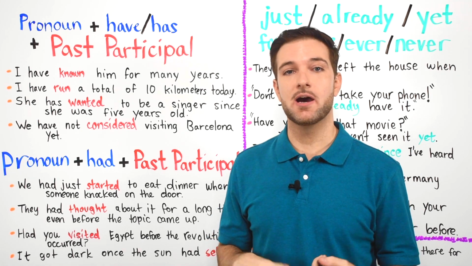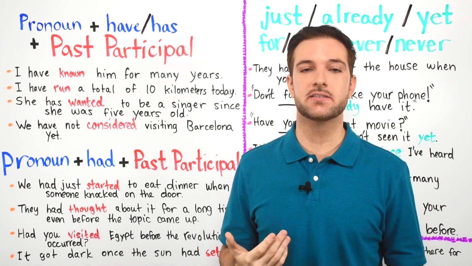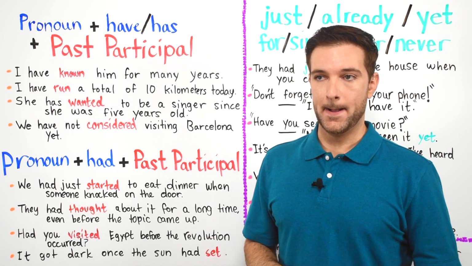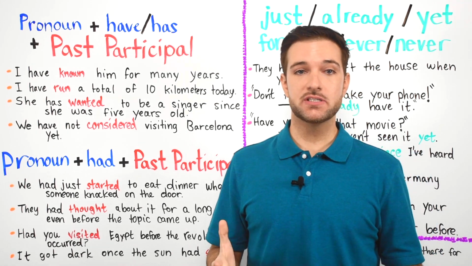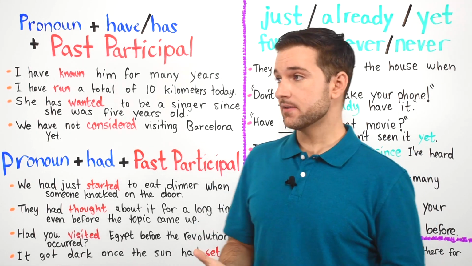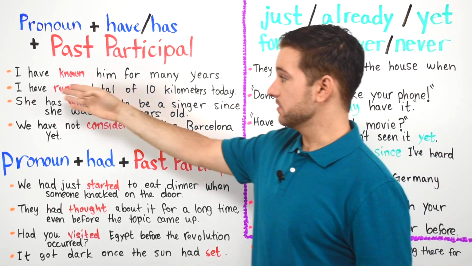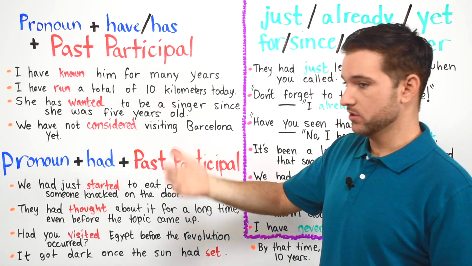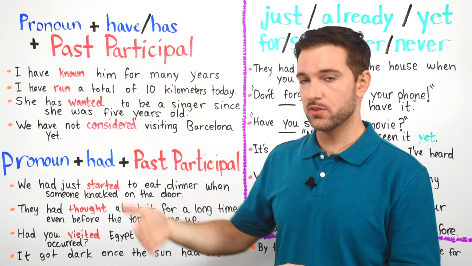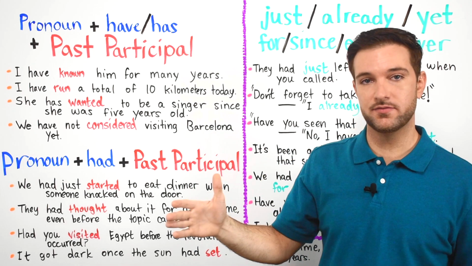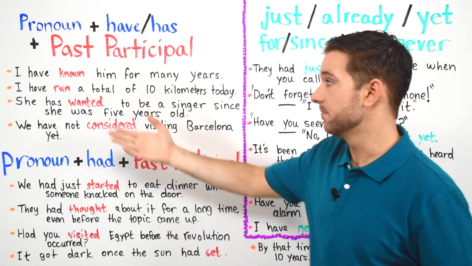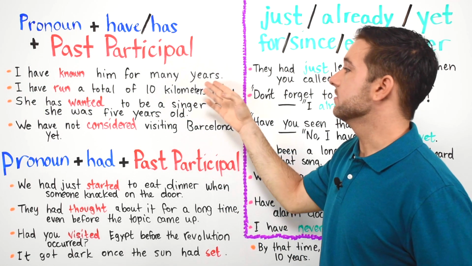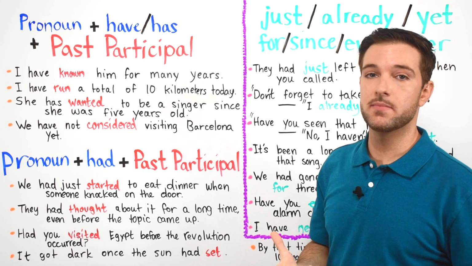One, we use it to talk about how long something has been going on and it's still an unfinished action, so it's still going on, like for example, when you've known somebody for a long time, like right here in this example, when you say, I have known him for many years. Okay, you still know him. Your friendship with him is still continuing. It's an unfinished action. So we use this tense for saying things like, I have known him for many years.